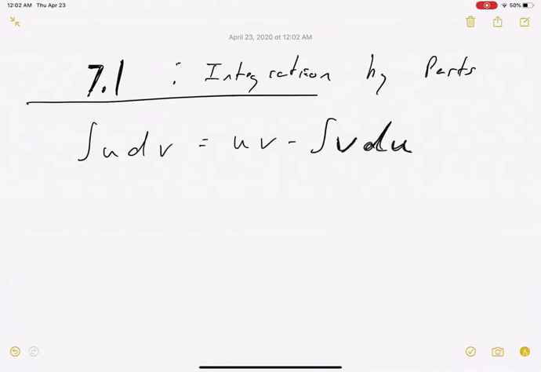And then also important to know, as a kind of shortcut, is this rule: LIATE, where this is logarithm, inverse trig, algebraic, I guess, trig, and exponential. Okay, so the thing that's farthest to the left is usually our u.